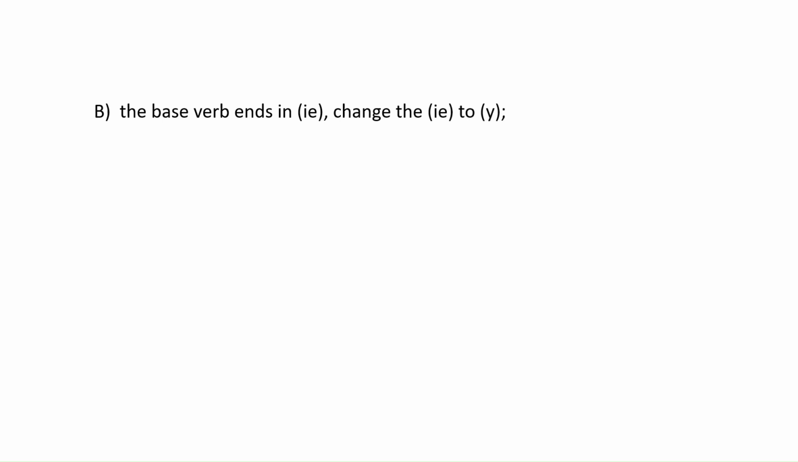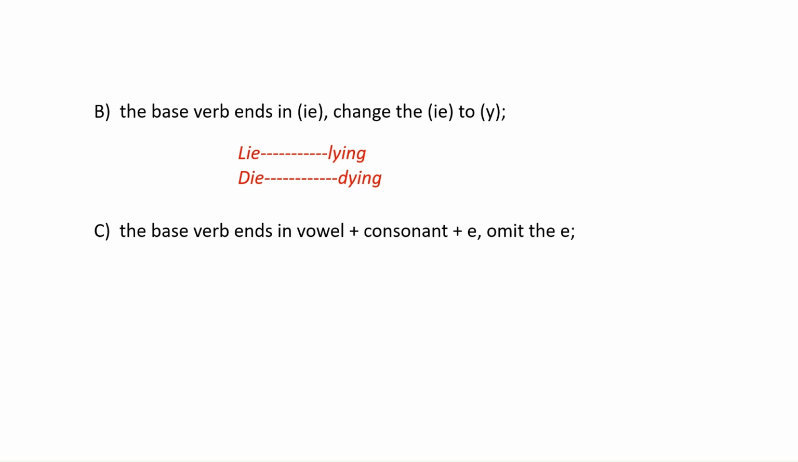When the base verb ends in IE, we change the IE to the letter Y and then add the ING, like in lie and die. And when the base verb ends in a vowel plus a consonant plus e, we omit the e and then add the ing, like in come and mistake.